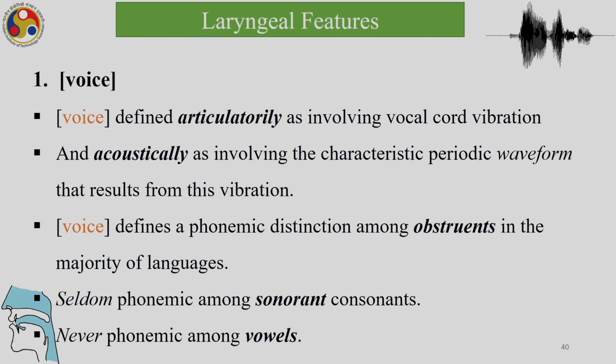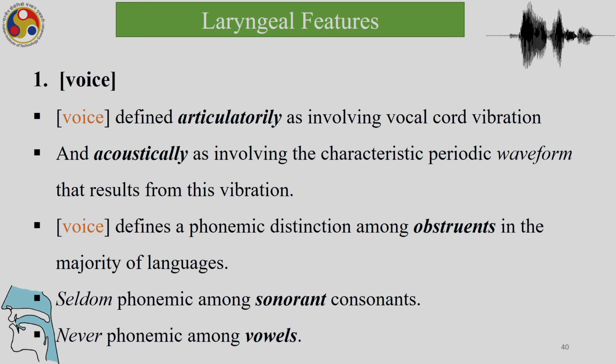Voice. Voice is defined articulatorily as involving vocal cord vibration, and acoustically as involving the characteristic periodic waveform that results from this vibration, and we have seen the category voice and its articulatory as well as acoustic properties in the previous lectures. Voice defines a phonemic distinction among obstruents in the majority of languages. Voice is seldom phonemic among sonorant consonants and never phonemic among vowels. So the contrastive role of voice in sonorants and vowels is pretty restricted.